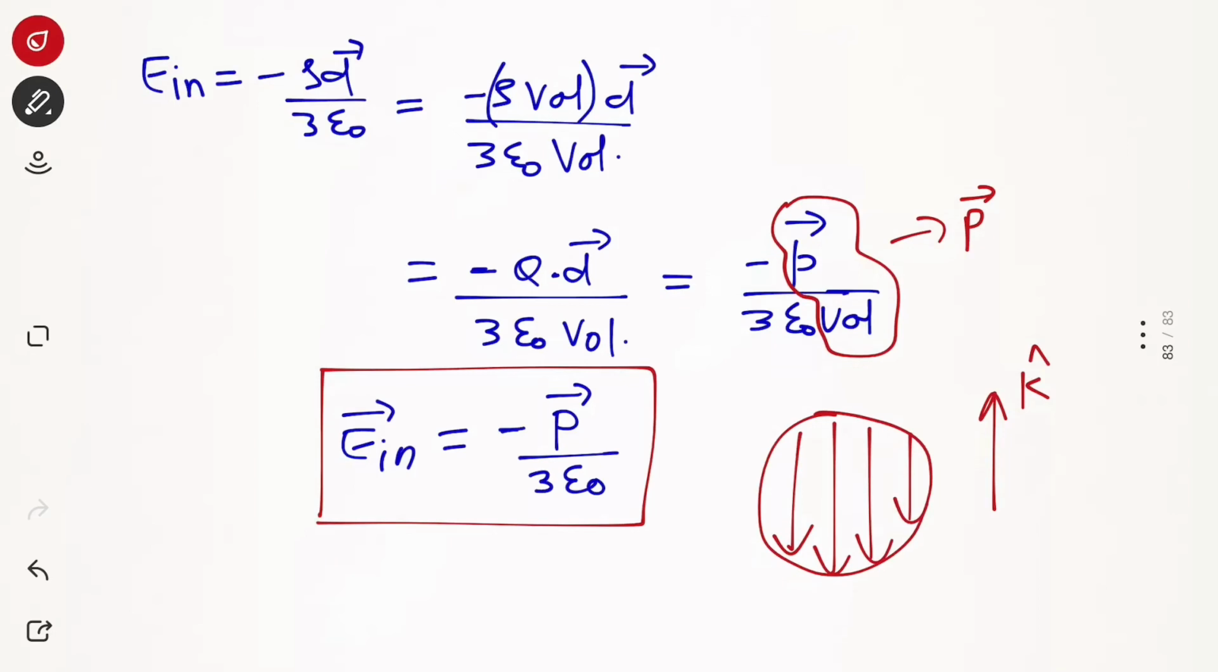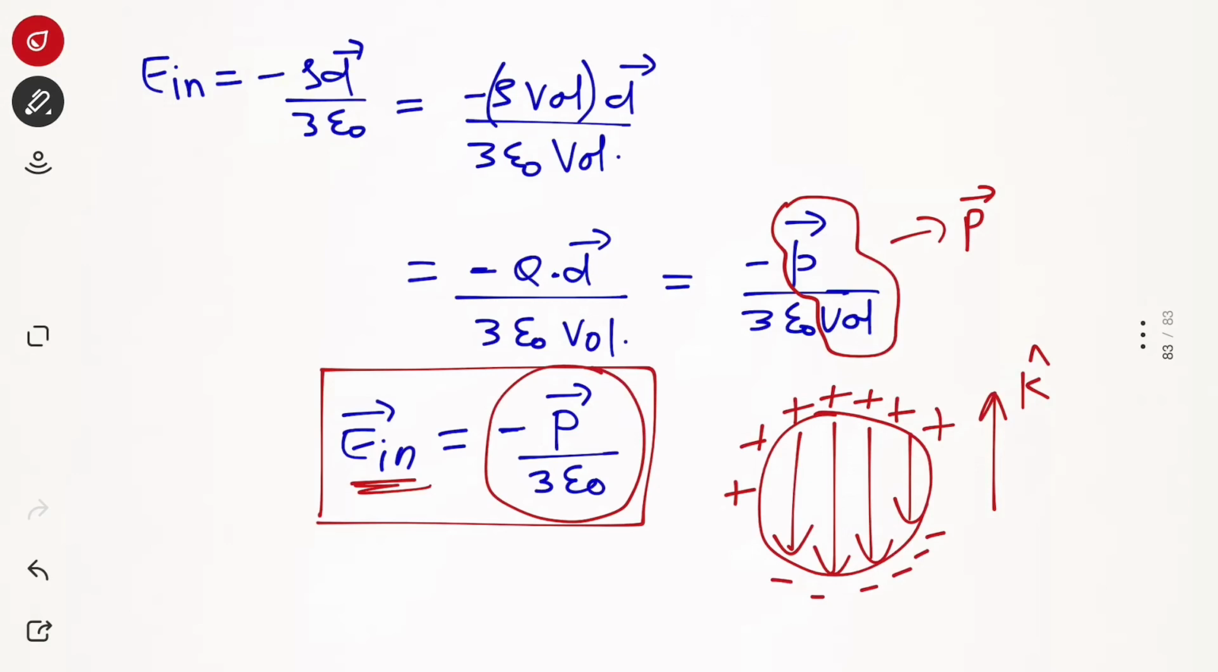And this we can also see from the diagram. Here we had positive charges and here we had negative charges, so the electric field will be from positive to negative, but the magnitude of that electric field will be minus P vector, which is the polarization vector, divided by 3 epsilon naught.